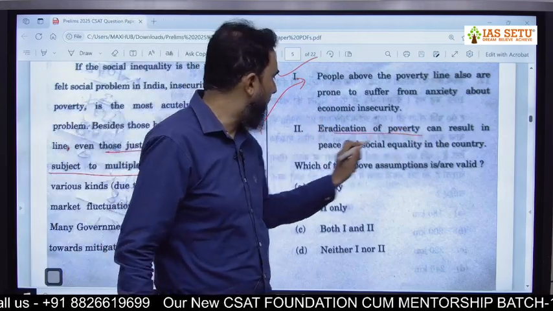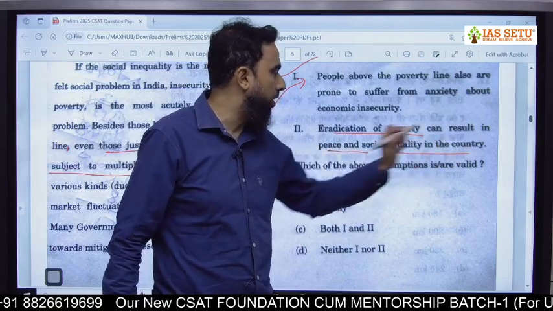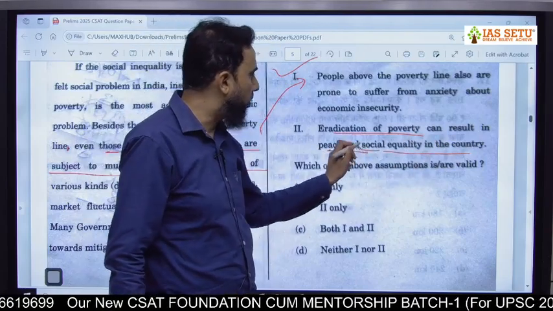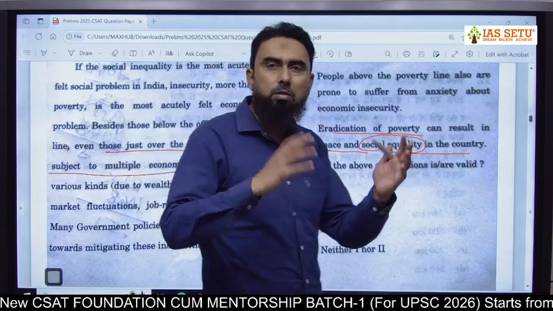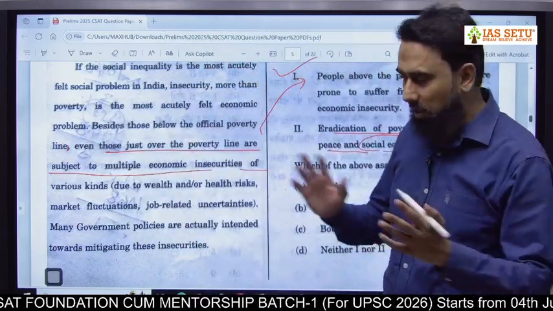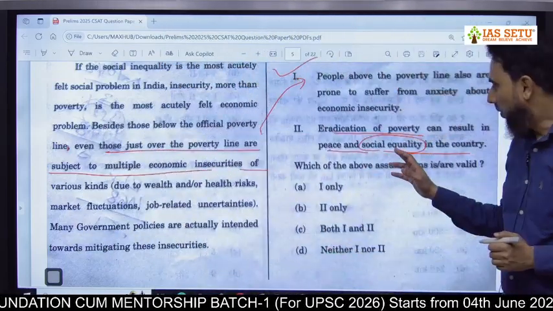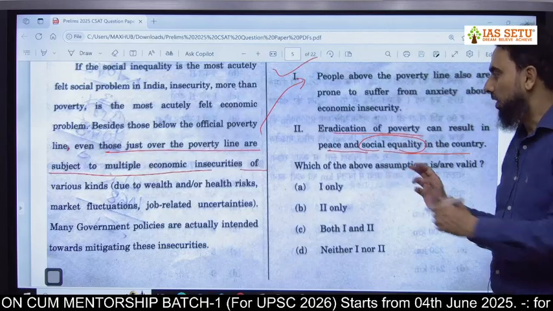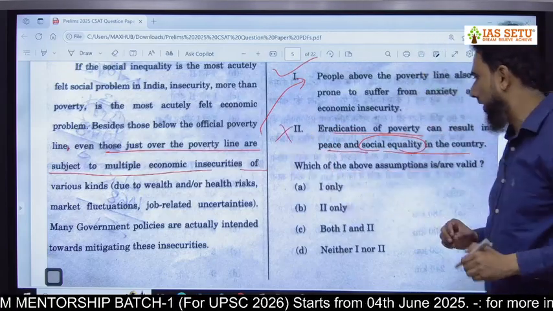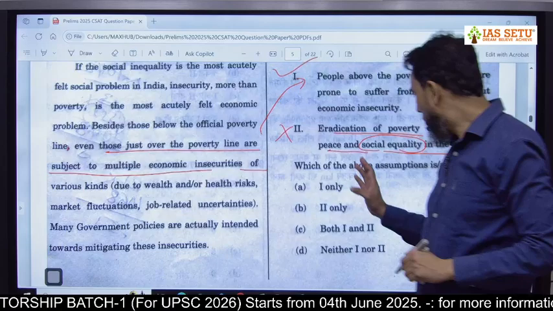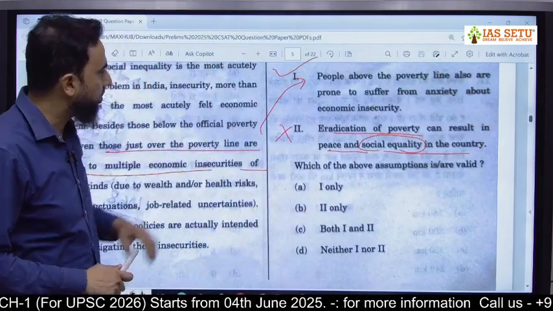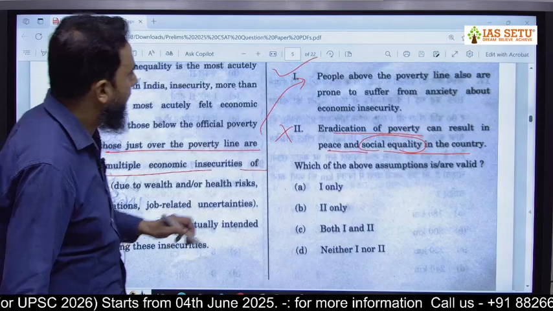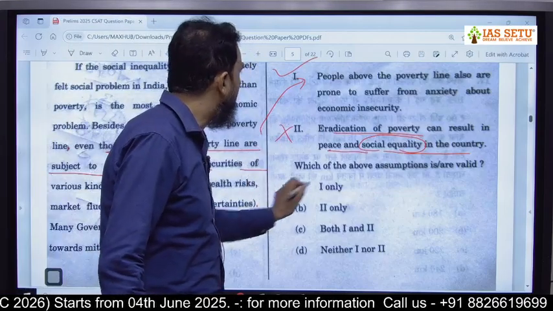Eradication of poverty can result in peace and social equality in the country. Now, social equality, even the caste and religion and region based inequalities won't be there. So we cannot say that. That's why the second statement is incorrect. It's not just talking about economic equality, it is talking about social equality. So, and there is no data support, the answer should be 1.